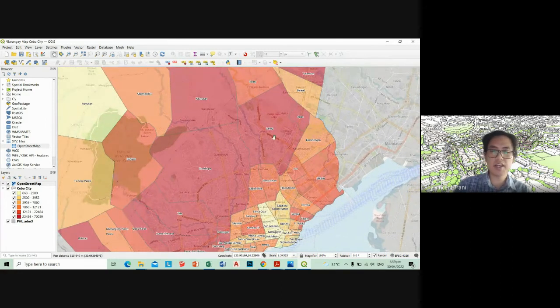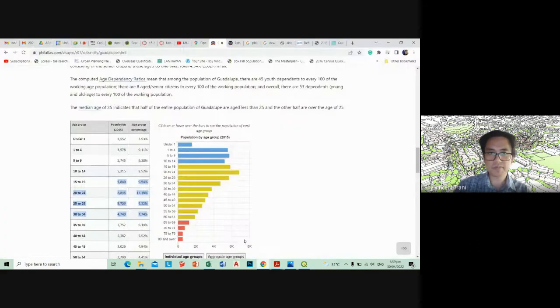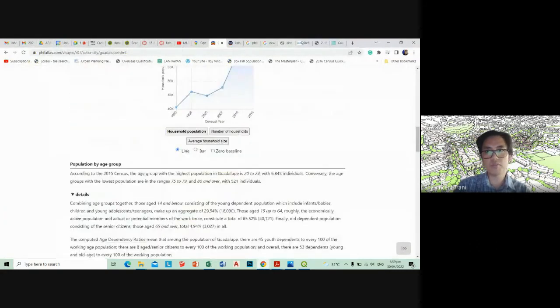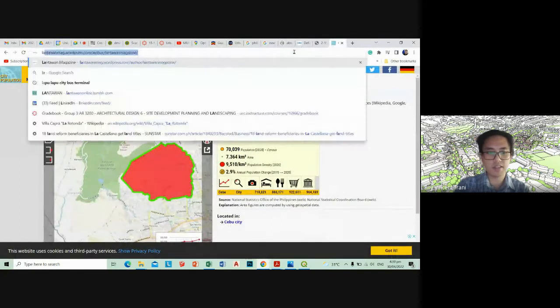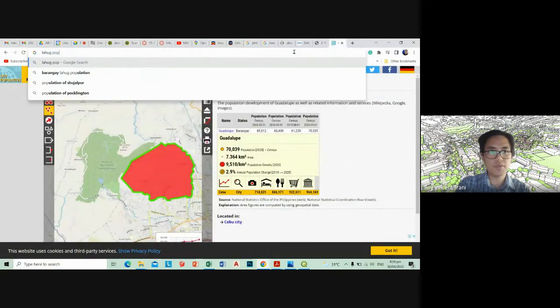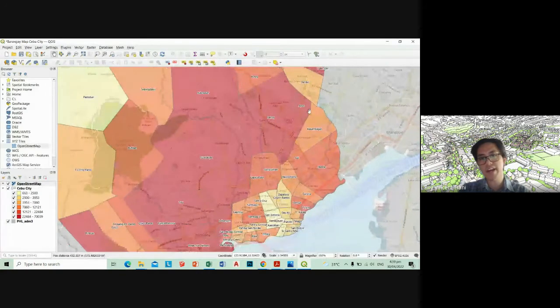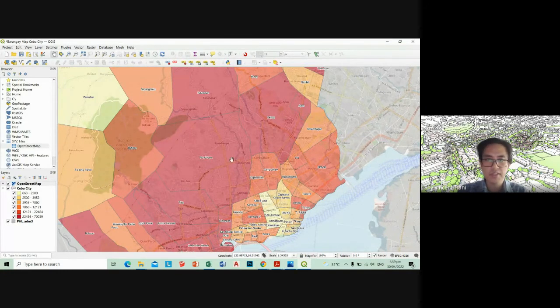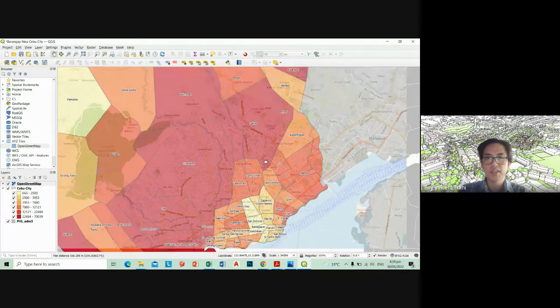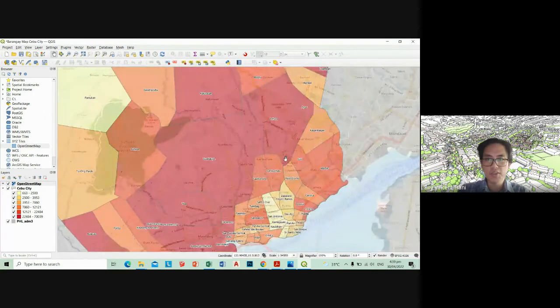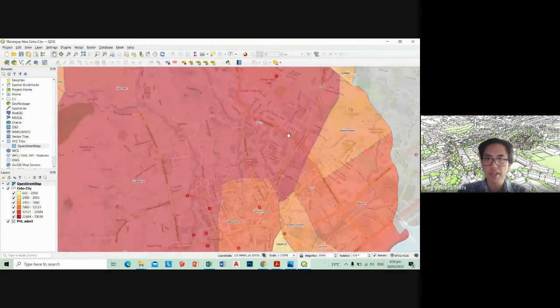In Lahug, what's the population of Lahug? Lahug population. It's 45,000. I don't think it's good enough. They don't have a high enough population to support a high school. Usually, in my experience, 50,000 and above is good for a high school. Actually, I would even say 100,000 is required for a new high school. But yes, it's new institutions like schools and also more diverse commercial spaces.